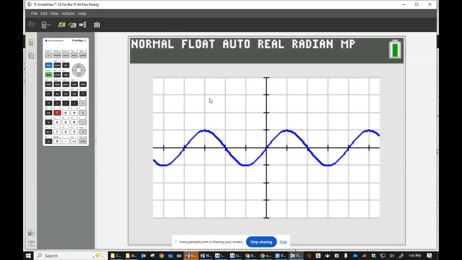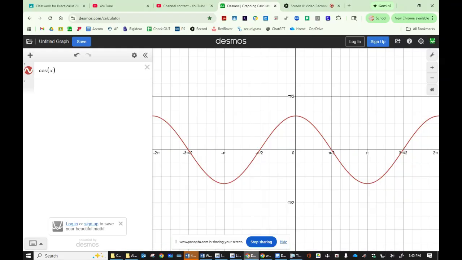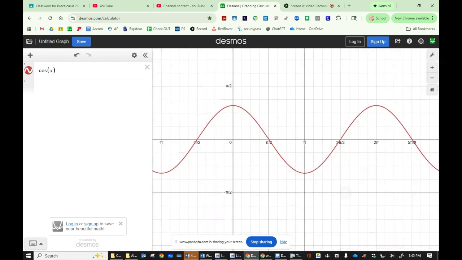Now let me show you cosine. Just a second, I have it. Okay. Wait, does this mean we get to use this? No. There's cosine.